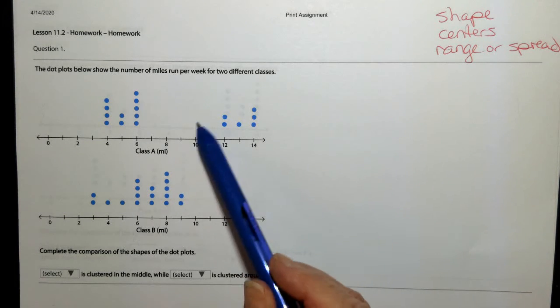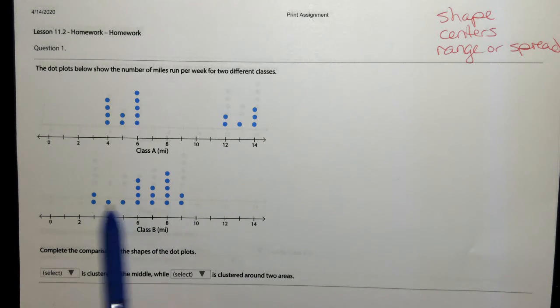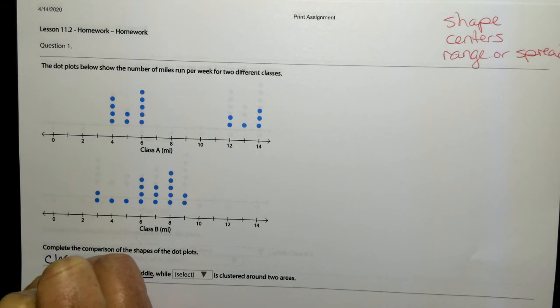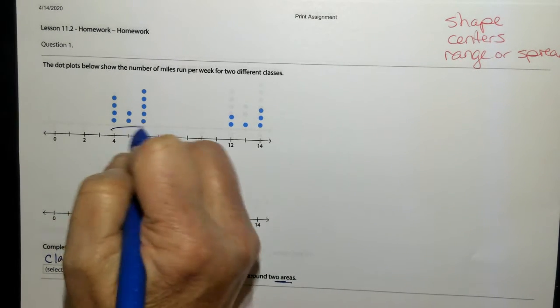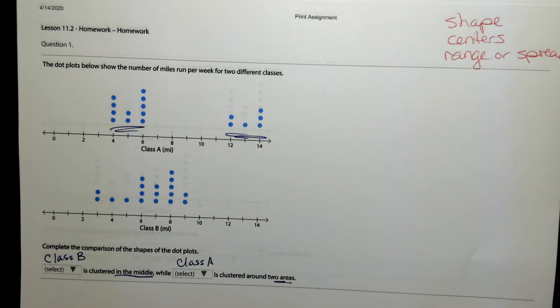This one has a big gap here, and here they seem to be all in a row with no missing number. So let's see what we talk about. Which one is clustered in the middle? That would be Class B. However, Class A is clustered around two areas. You see area 1 here, area 2 here. So we see two different distributions with different shapes.